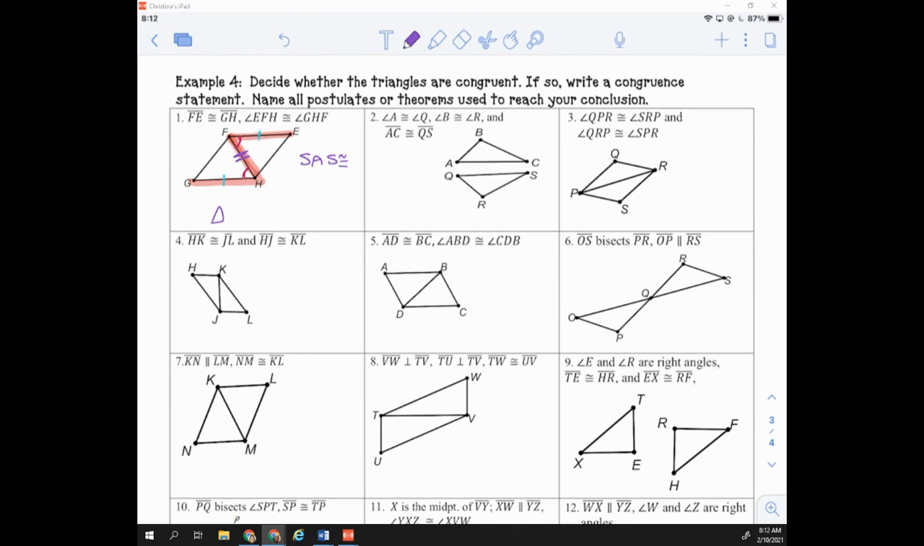So remember, our first triangle we can name however we want. So I'm going to go 1 tick mark, angle, 2 tick marks. So triangle GHF is congruent to triangle EFH.